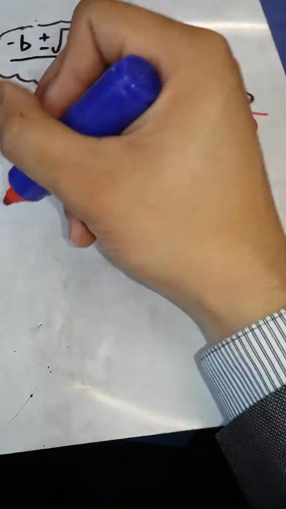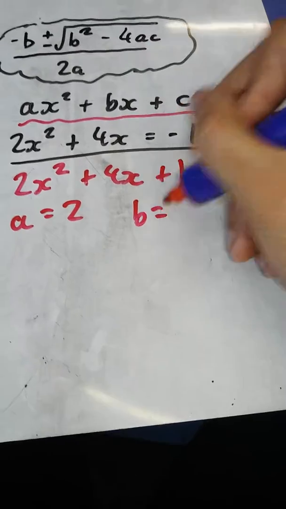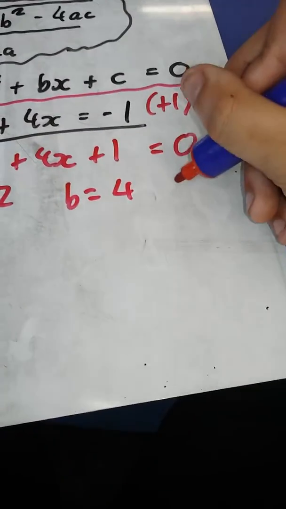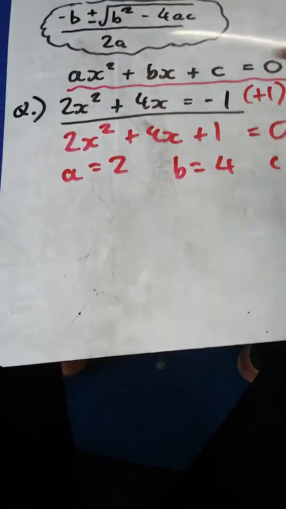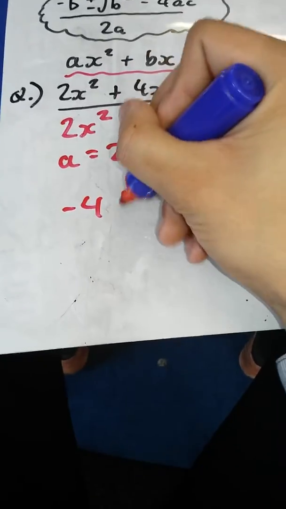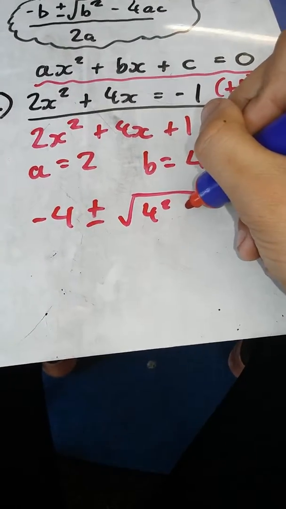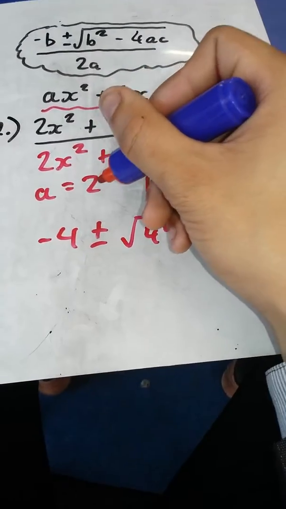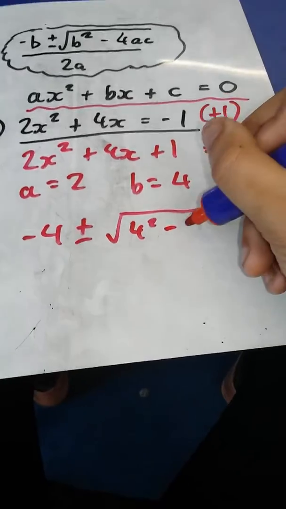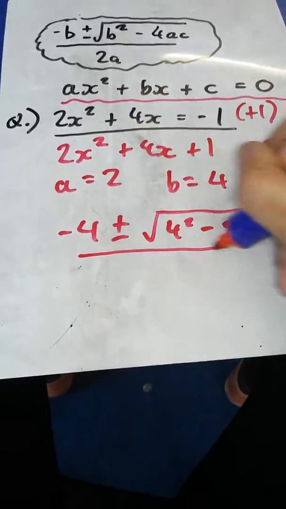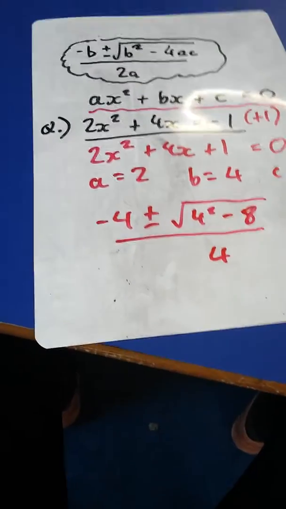Okay? And then it's a simple case of identifying a, which is 2, the coefficient of x squared, b, which is positive 4, the coefficient of x, and c, which is 1. And then plugging these 3 values into the formula. So that would be minus 4 plus or minus the square root of 4 squared, which is 16, minus 4 times a times c. So 4 times 2 times 1, which is 8, all over 2a. 2 times 2 is 4. So then you're going to get 2 answers.